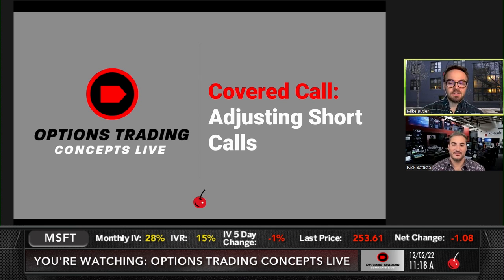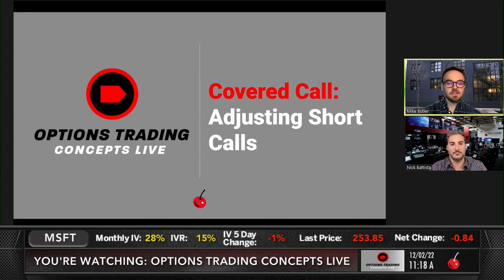But I took some screenshots that I think will be helpful, and this is really the most simple way you can think about it. I think a lot of people make this more complicated than it needs to be. So hopefully this segment is helpful when it comes to rolling positions out in time, rolling positions up or down. It really comes down to one simple transaction.